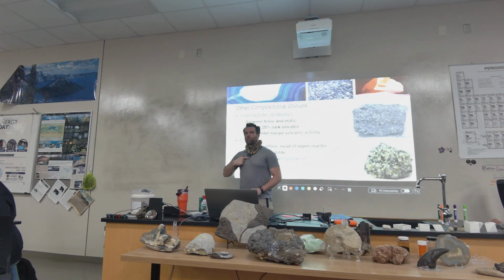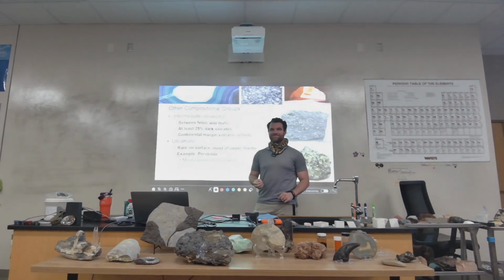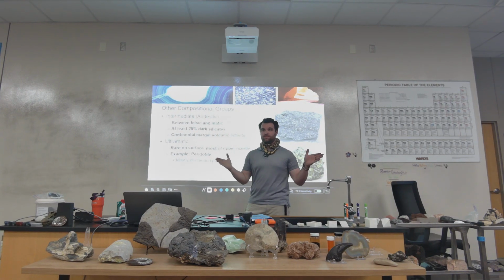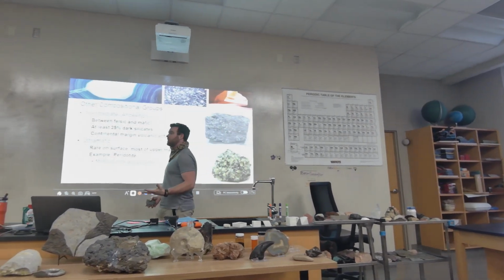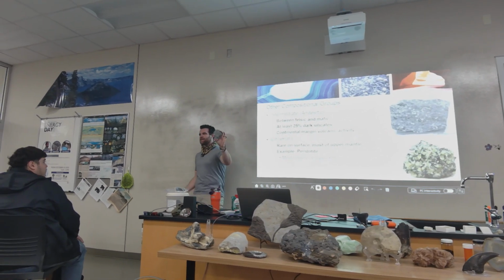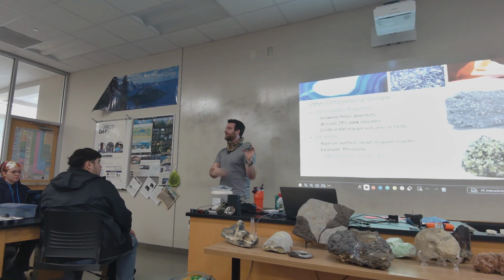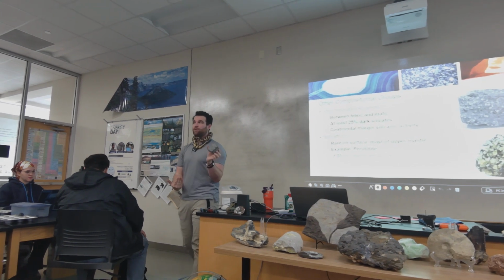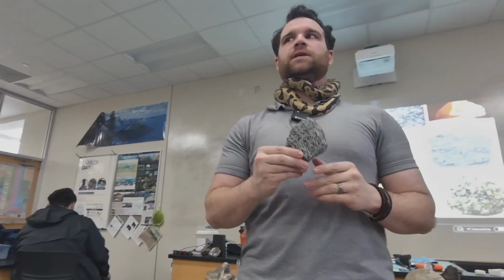Now, intermediate. What do you suppose intermediate means? Not necessarily both. In between, right? It's what we call it when you have a composition somewhere between mafic and felsic. And you get something like that, and immediately you're thinking, oh, okay, yeah, that makes sense. It's like half light silicate, half dark silicate. That makes perfect sense for why we would call this intermediate. Well, you're right. This is called diorite. This is an intermediate composition igneous rock.